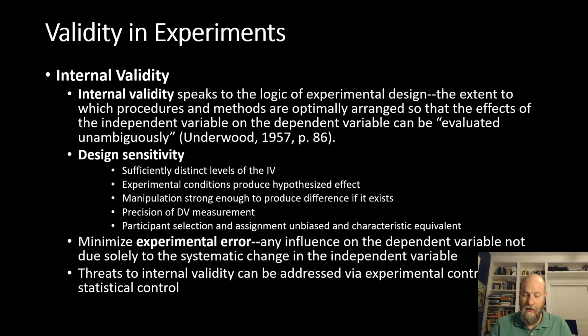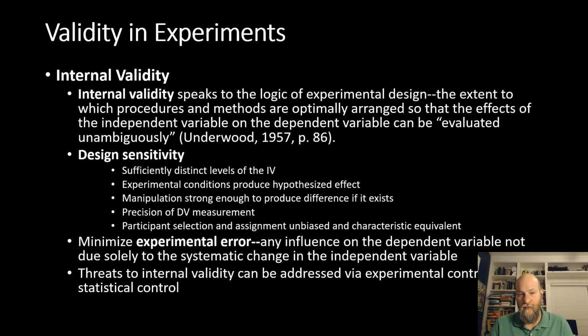And then finally, your participant selection, and how you assign them to groups and levels of the independent variable, needs to be unbiased, and the characteristics that are potentially confounding need to be equivalent across groups. You also want to try and minimize any experimental error that you can, right? Bias and error are synonymous in this thinking: any influence on the dependent variable that is not solely due to this systematic change that we introduce as the experimenters in the independent variable.